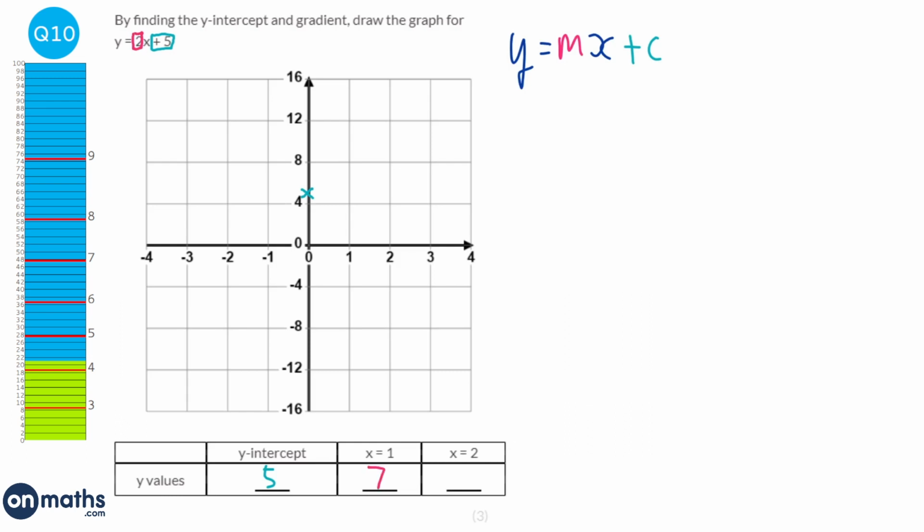Then another 1 to the right, it's going to go up another 2. So that's going to be 9. So we've got to draw it in, and make sure you draw the line for the whole graph, not just the points that we've just plotted in. And it should be something like this.